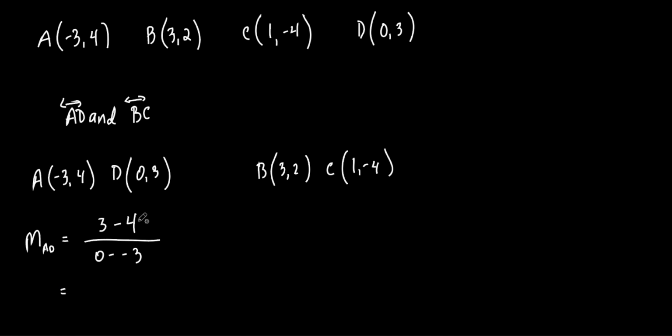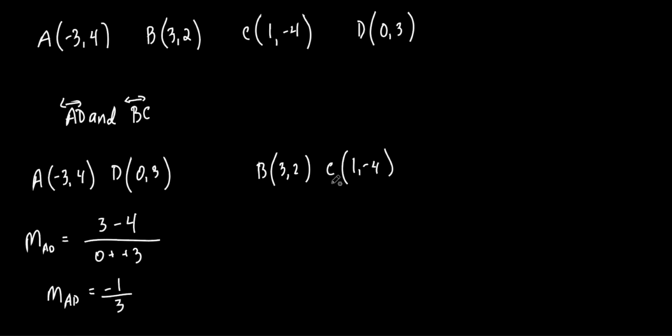So what is this? 3 minus 4 is what? Negative 1. What's 0 minus negative 3? Minus a negative is plus, so it's a positive 3. So what's the slope of this first line right here? It's negative 1 over 3. Okay? So I'm going to put, oops, don't want that. There we go. So the slope of line AD, see what I did? All right, slope for M, AD, because I'm trying to find the line AD. So that's my one slope.